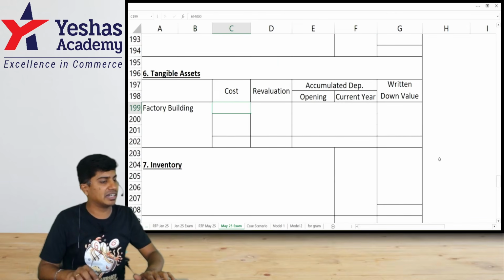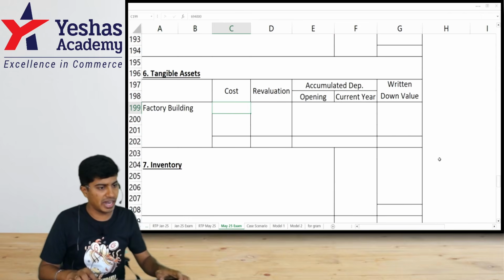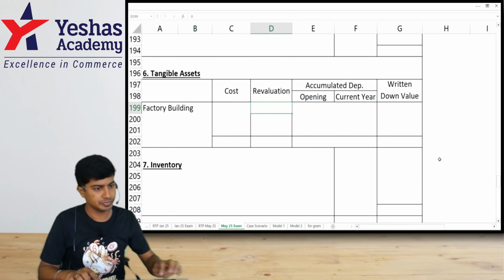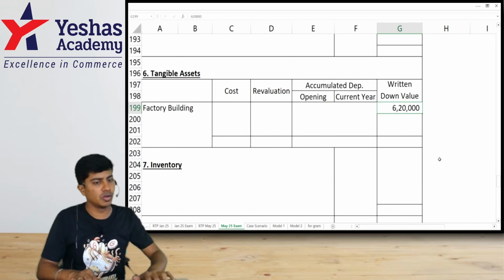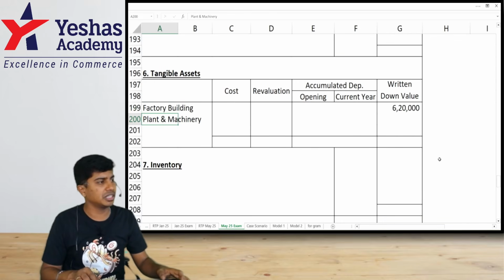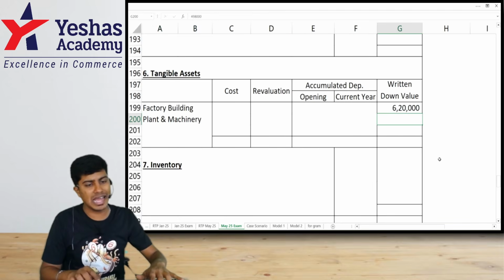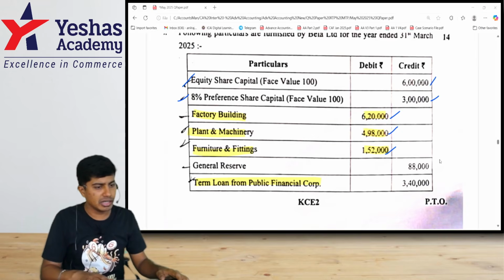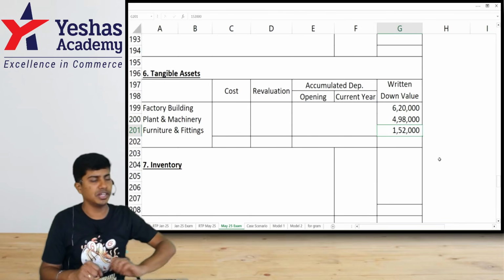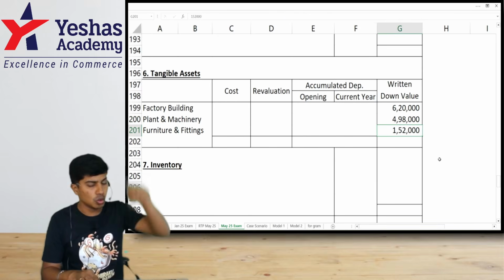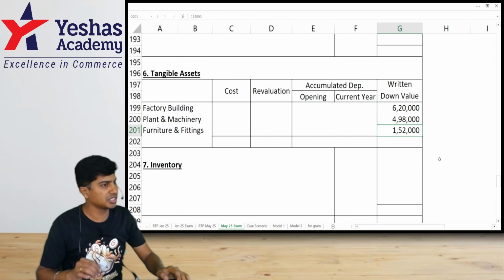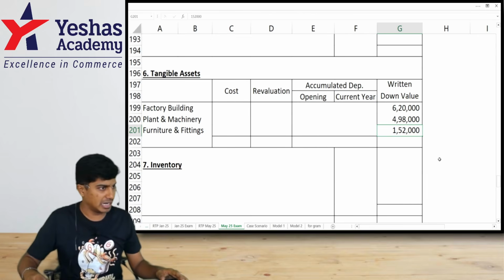Let me write here factory building. How much? Factory building is 6 lakh 20. That will be my written down value. This is the value that will go to balance sheet. Under factory building, I have plant and machinery. Plant and machinery is 4 lakh 98. Then I have with me furniture and fittings, which is 1 lakh 52. All three assets recorded. Total of this should go to my balance sheet. Anyways, we'll keep it till the end. Once we finish all the adjustments and entire trial balance, then I'll post this.